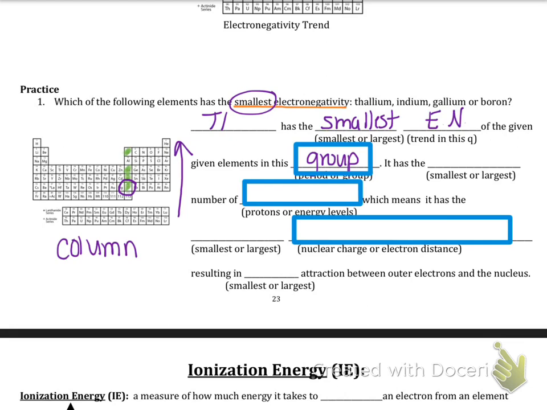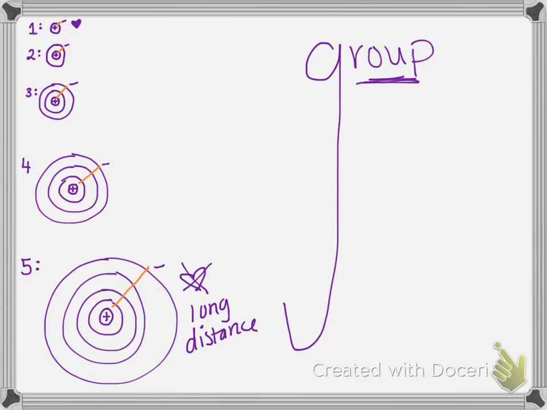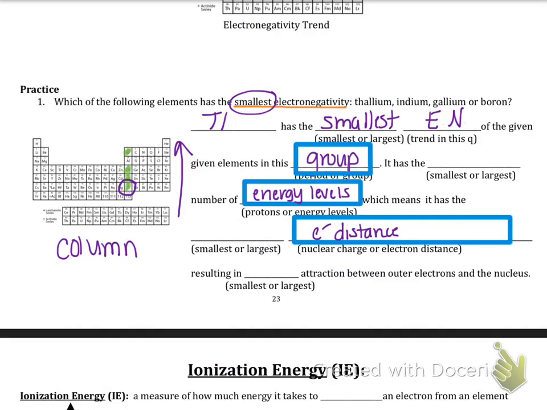So group always talks about energy levels and electron distance. Just like the picture I showed you earlier, when you think about a group, you have to think about those rings and the distance between your protons and electrons. So you found the words, and now let's fill in the appropriate words that make sense here. We are saying that thallium has the smallest electronegativity, meaning it has no desire to be in a relationship with another electron. It doesn't want an extra electron, okay? Very, very low desire. It doesn't care to be in a relationship.